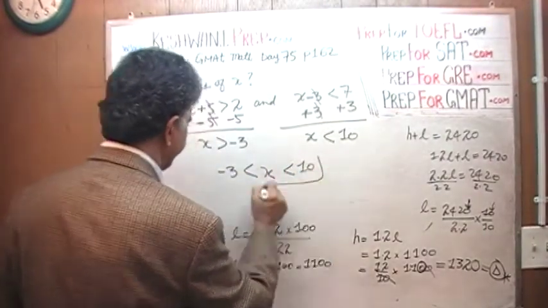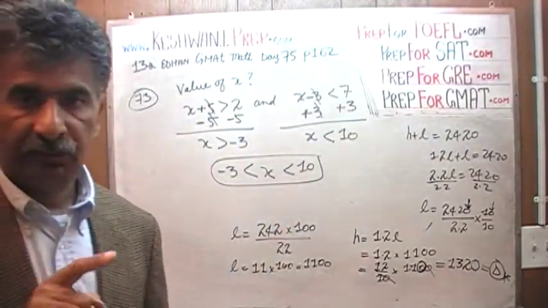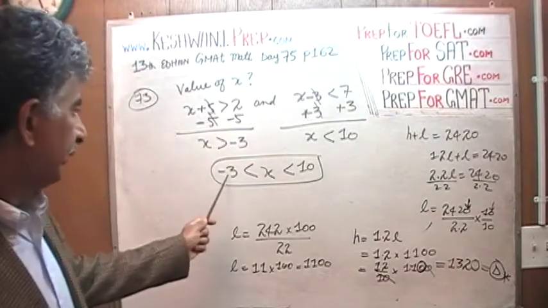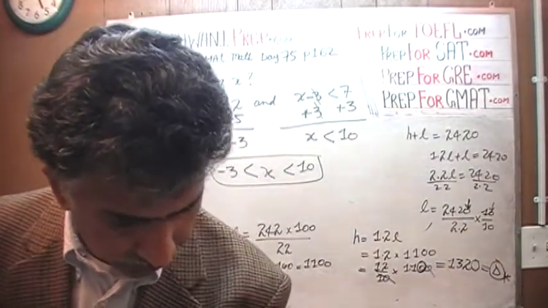That's our answer. So we look at the answer choices, and the question is, where does the x lie? The answer is, it lies between negative 3 and 10. Between negative 3 and 10. And which is answer choice A.